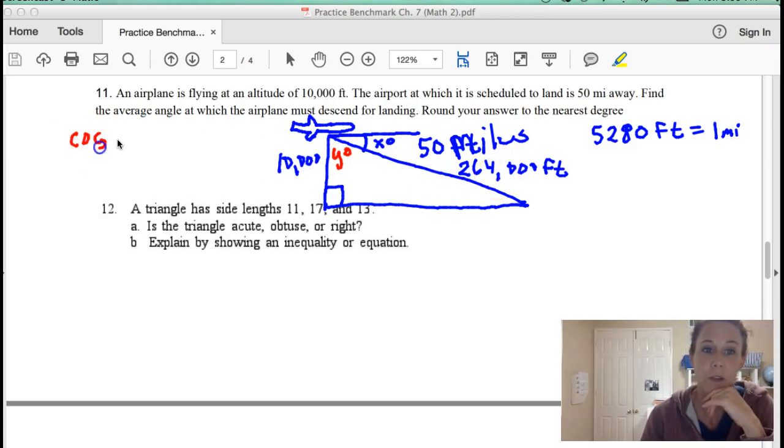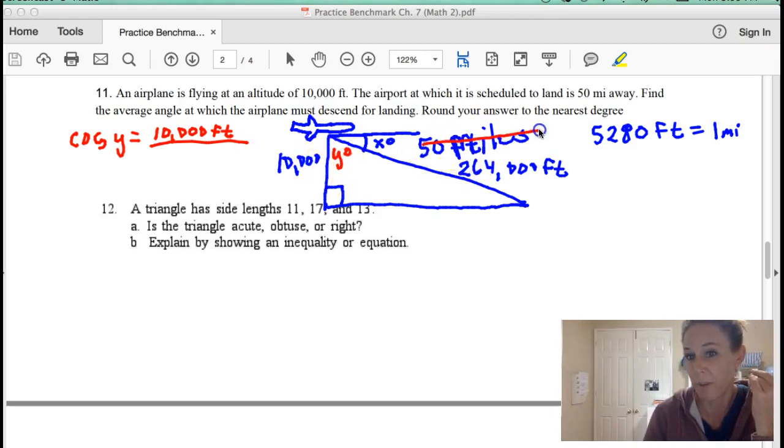So cosine of y is going to equal the adjacent, which is 10,000 feet, and that is in feet. It's important that those are both in the same units. So adjacent over hypotenuse. I'm not going to use the 50 miles because it's in miles. I'm going to use the feet, 264,000. So be very careful with your units.